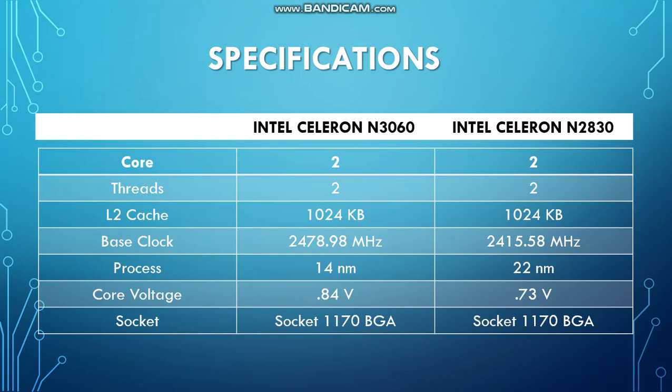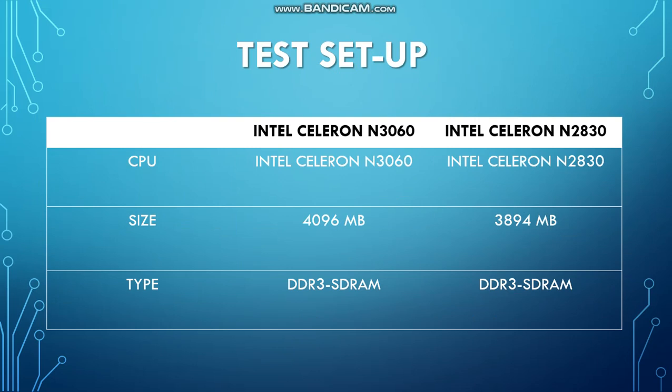The core voltage is 0.84 volts in the Intel Celeron N3060, then 0.73 volts in the Intel Celeron N2830. The socket is socket 1170 BGA in the Intel Celeron N3060, then socket 1170 BGA in the Intel Celeron N2830. For the test setup, the CPU of the first is the Intel Celeron N3060, then the CPU of the second is the Intel Celeron N2830.